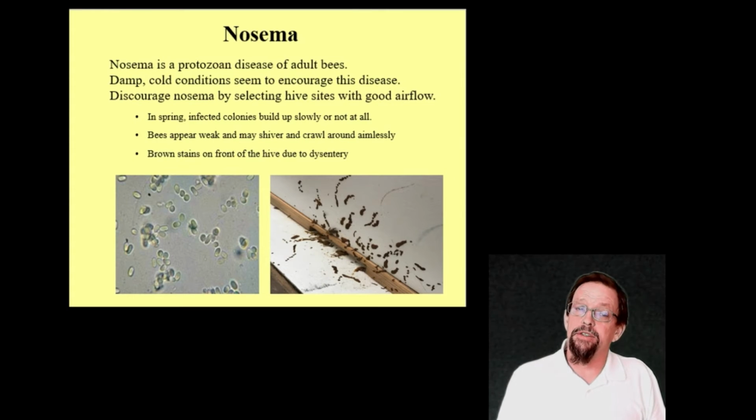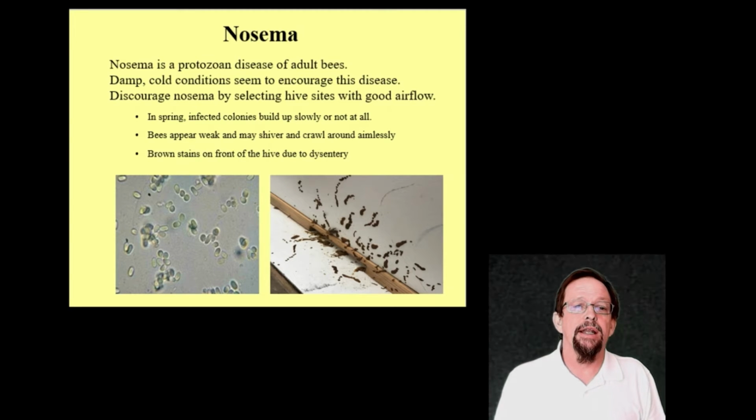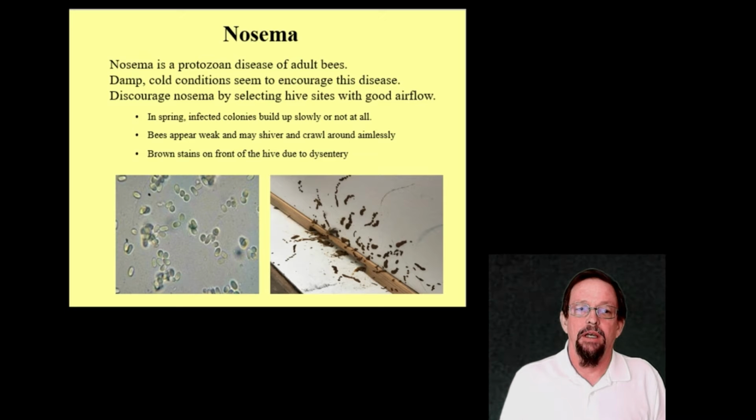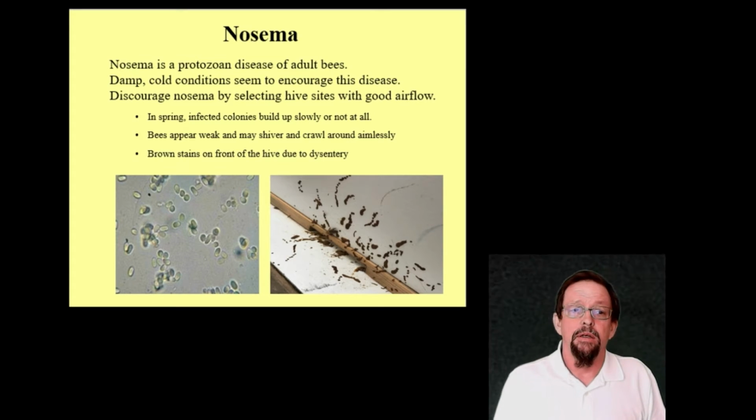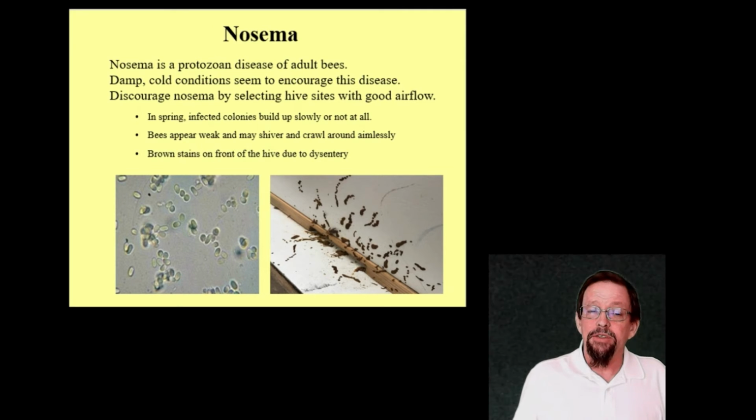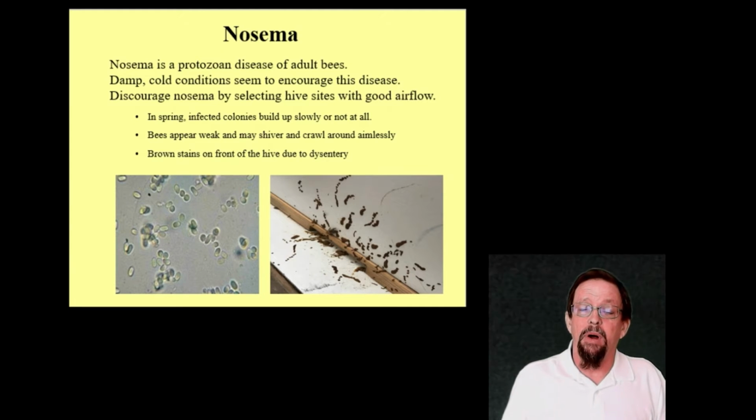Something else you may run across is nosema. Nosema is a protozoan disease of adult bees. Damp, cold conditions encourage this disease, so discourage nosema by selecting areas that have good airflow. In spring, infected colonies will build up slowly or not at all. Bees appear weak and may shiver and crawl on the ground aimlessly. Brown stains on the front of the hive are from dysentery, and this is indicative of the possibility of having nosema, but the only way to verify you have nosema is actually to test for nosema.